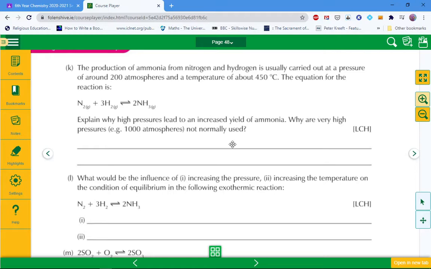Because when you increase the pressure on the system, the equilibrium will move to the smaller side, which is the ammonia. It will favour the production of ammonia. Okay. Why are very high pressures, e.g. 1,000 atmospheres, not normally used?